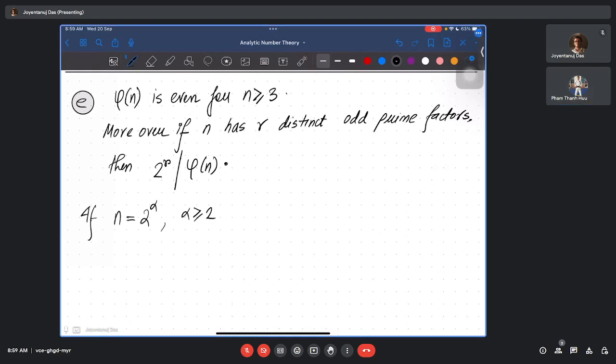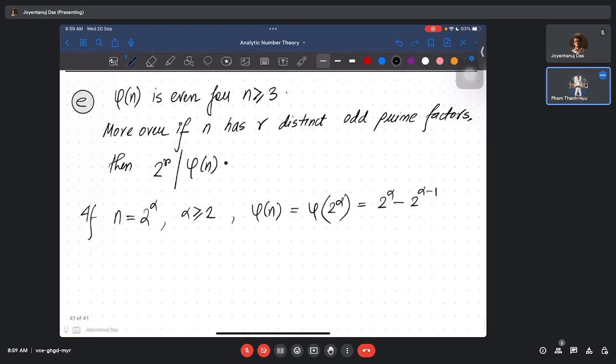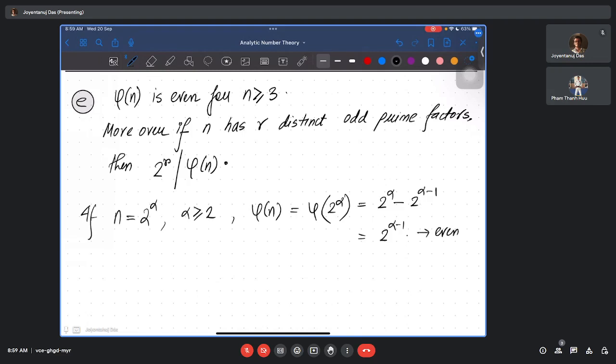So then we know that phi of n is phi of 2 power alpha. That is 2 power alpha minus 2 power alpha minus 1, from part A, the first property. So it's 2 power alpha minus 1, right? And yes, so this is even.